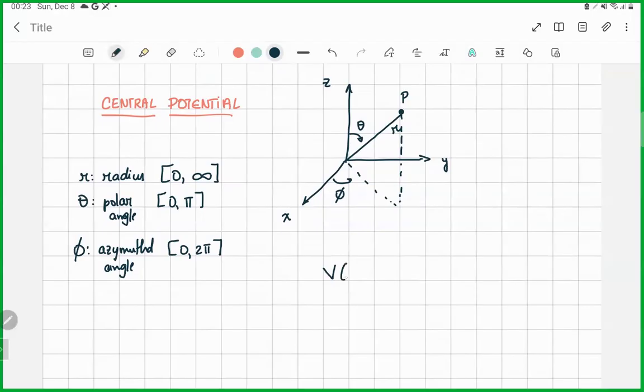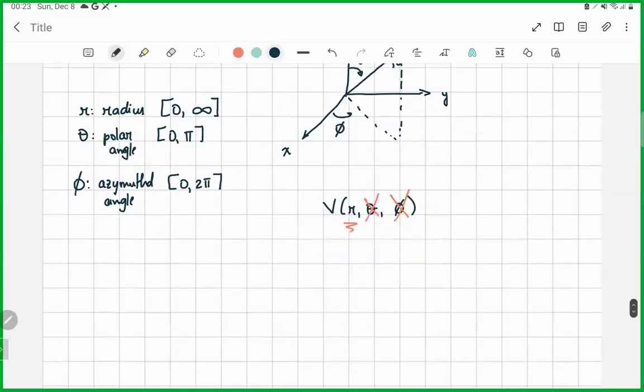Well, in principle, it could depend on all three coordinates, but we are only going to be dealing with central potential, so it does not depend on the angle. It depends only on the radius, okay? So let's use spherical coordinates. So we are going to just now rewrite the time-independent Schrödinger's equation.